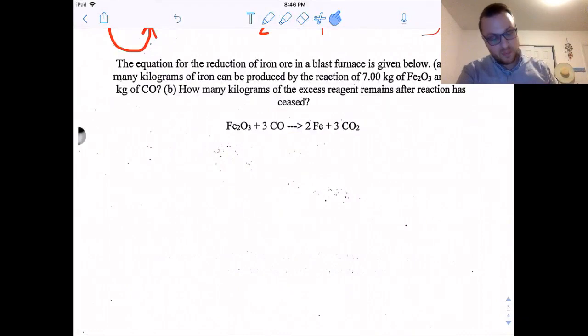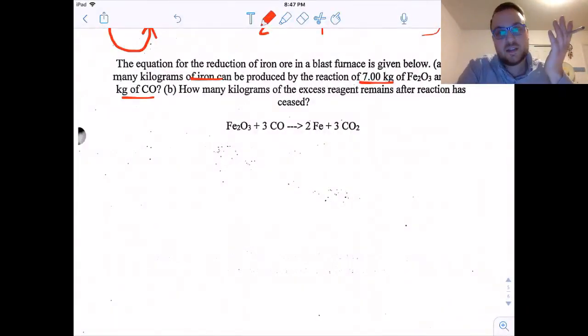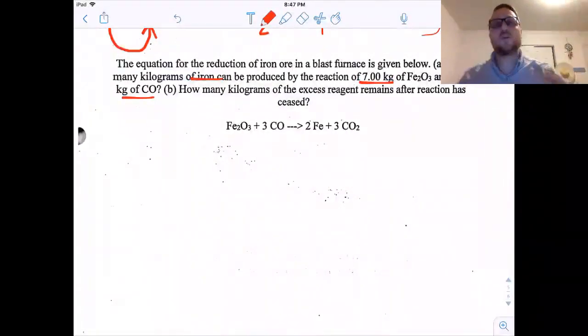So, first thing we had to do is figure out how much iron was produced if you react 7 kilograms of iron 3 oxide and 3 kilograms of carbon monoxide. And at first glance, you might not think this is a limiting reactant problem, but to do this, you have to figure out which one is your limiting reactant, because you might run out of the iron oxide first, and then the reaction stops. Or you might run out of the carbon monoxide first, and the reaction stops. You don't know which one you're going to run out of first. So the first step is, who's limiting?